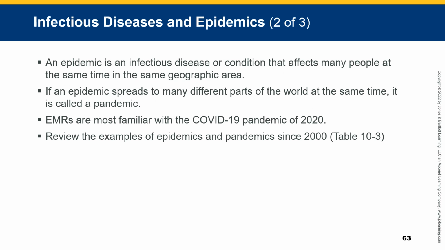An epidemic is an infectious disease or condition that affects many people at the same time in the same geographic area. If an epidemic spreads to many different parts of the world at the same time, it is called a pandemic. EMRs are most familiar with the COVID-19 pandemic of 2020. Let's review some of the epidemics and pandemics that have occurred since 2000.